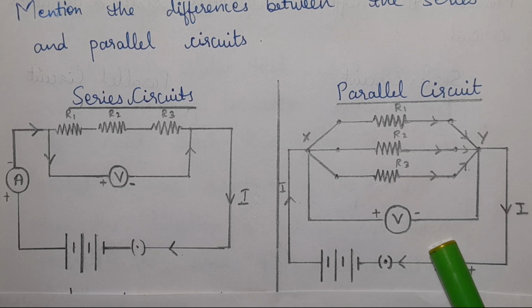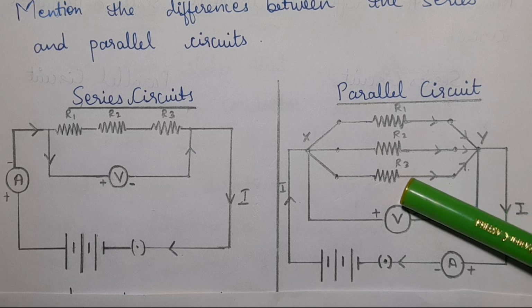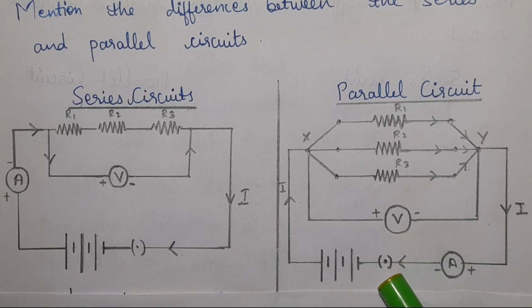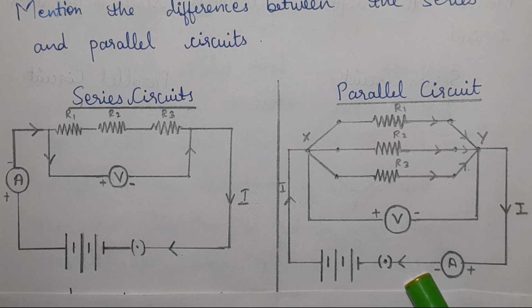Coming to the parallel circuit, three resistors are connected in parallel, across which the voltmeter is connected in parallel, and an ammeter is connected in series with the battery. Since the plug key is closed, it is confirmed the current is flowing through the circuit from positive to negative, which is the direction of conventional flow of current.